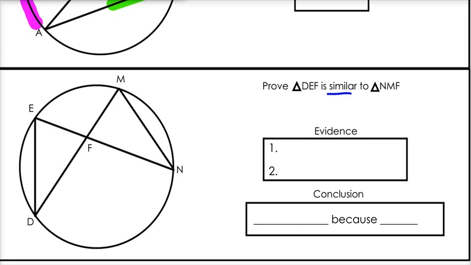Check it out. Well, let's look at this arc over here. So first, let's start with our arc right here.